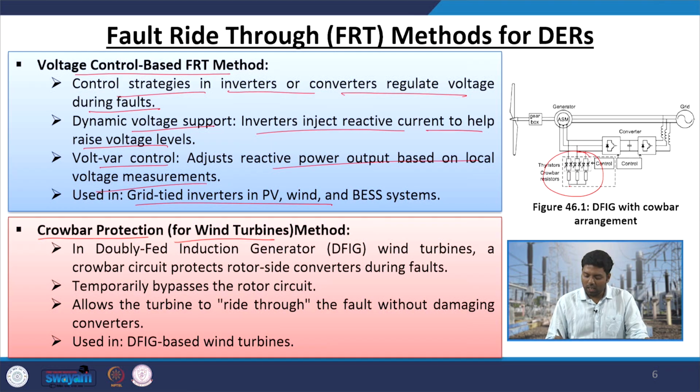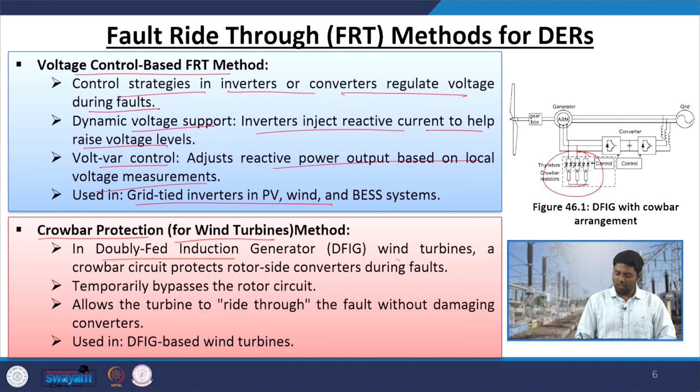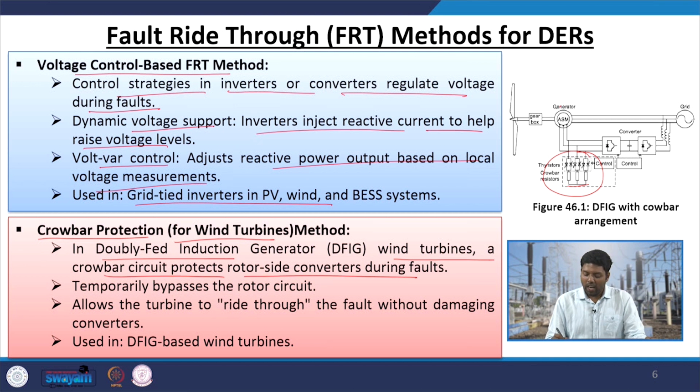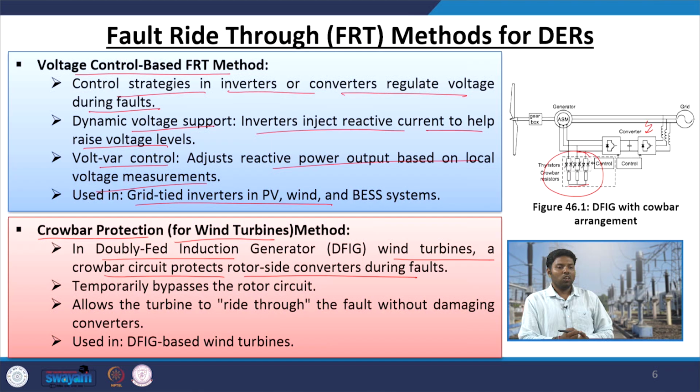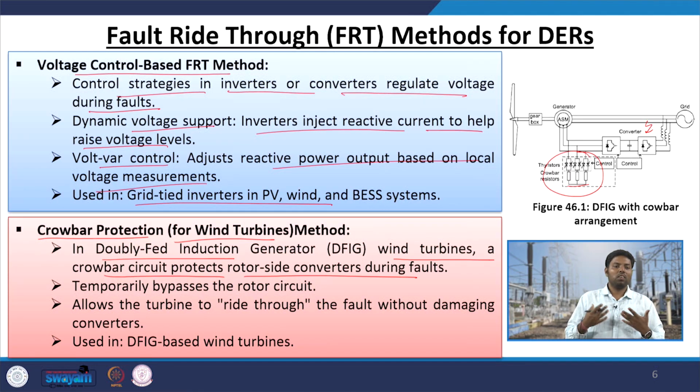With the rotor circuit, there is a high resistance that is switched on or switched off depending upon the faulted condition. In doubly-fed induction generator wind turbines, a crowbar circuit protects the rotor side converter during faults. On the stator side, if it is a faulted section and it is disconnected, the stator side voltage will start decreasing, but the rotor side will not. That has an adverse effect. The rotor side current will increase, we will see why that increases, and then the rotor will experience a stress condition.